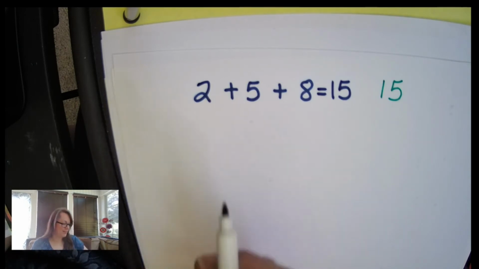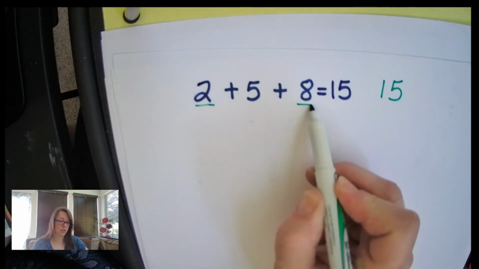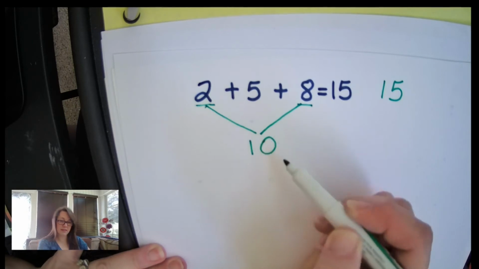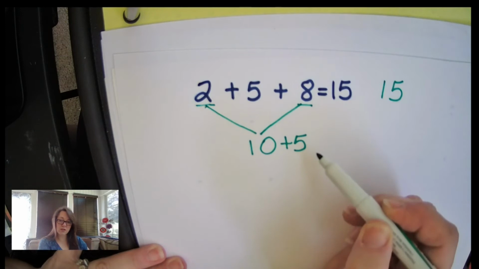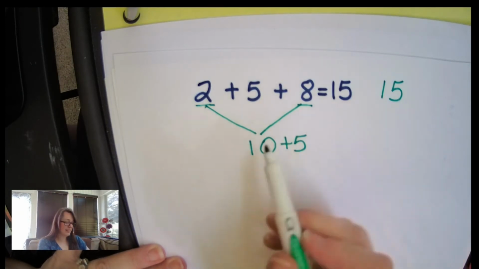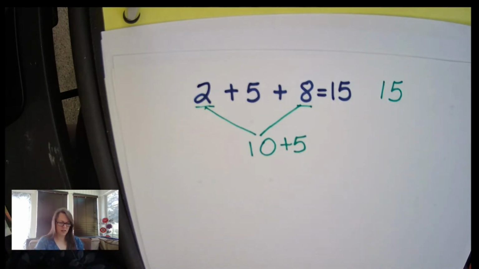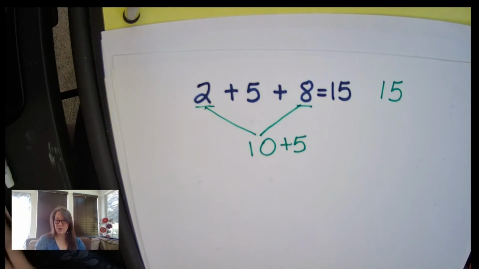Joseph says that he found another combination of 10. That 2 and 8 make 10, plus the 5 more equals 15. 10 and 5 more equal 15. How many 10 frames would we need to show this? We would need 2 10 frames again.